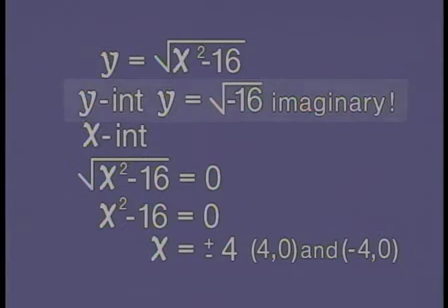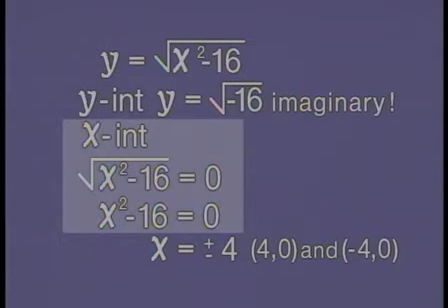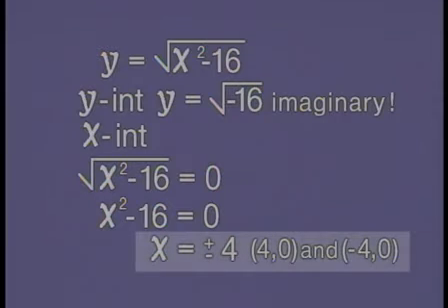Then what do we do? We seek out the x-intercept. Well, the x-intercept is obtained by setting the function equal to 0, and we have the square root of x squared minus 16 equals 0, and that's highlighted. And then we solve that, we get plus or minus 4. Remember, because we're solving x squared equals 16, and we're taking the square root of both sides of the equation, we get the plus or minus answer. Plus or minus 4, so we have two x-intercepts, (4, 0) and (negative 4, 0).